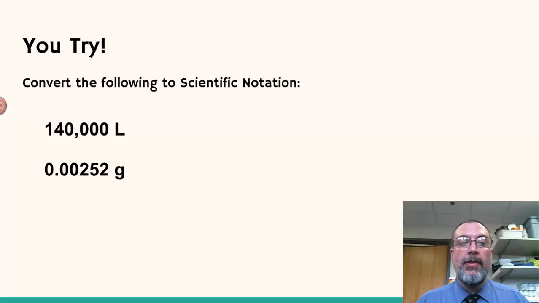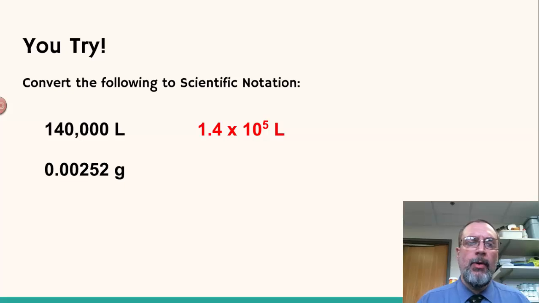So 140,000 liters in scientific notation should be 1.4 times 10 to the 5th liters. We moved the decimal point between the 1 and 4. We drop all those placeholding zeros, but we had to move it 5 spaces in to get it between the 1 and the 4, so that's 10 to the 5th. It's positive 5th because 140,000 is greater than 1.